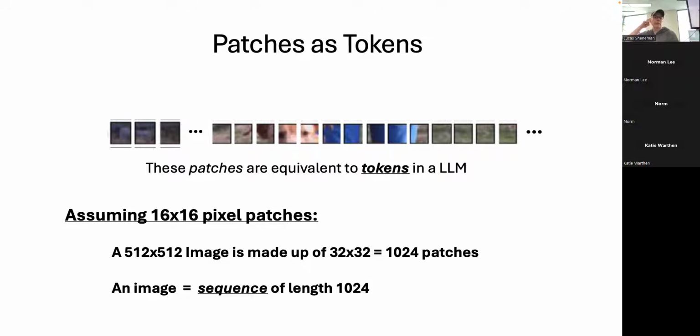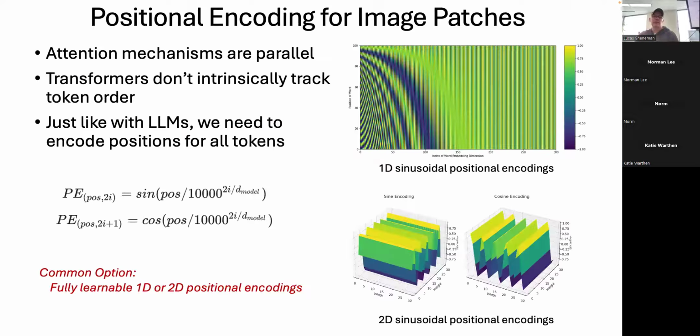And so, if you had a 512 by 512 image, and you carved it up into 16 by 16 non-overlapping patches, you'd have 1,024 patches. So that would be a sequence length of 1,024, which is a reasonable sequence length for a transformer model to work on. Large language models now operate on 100,000 tokens or more. So an image becomes a sequence of length 1,024.